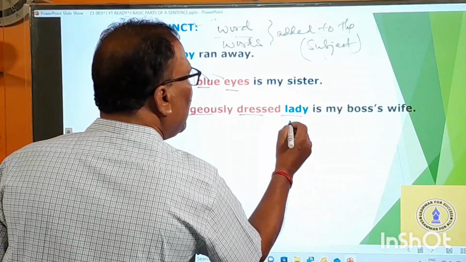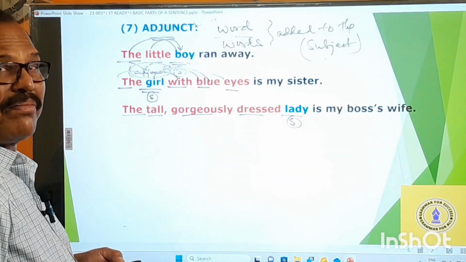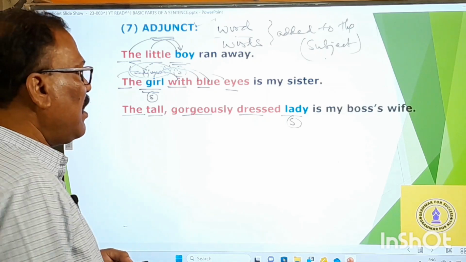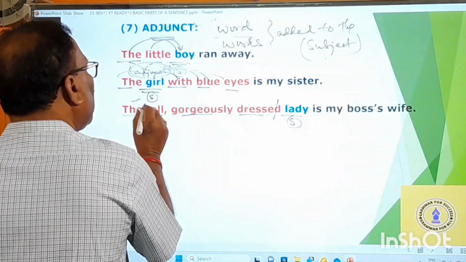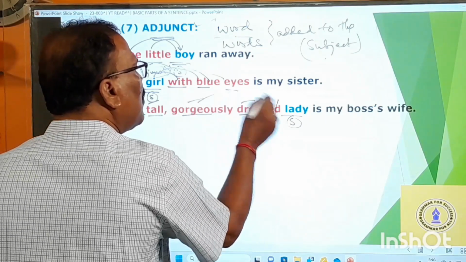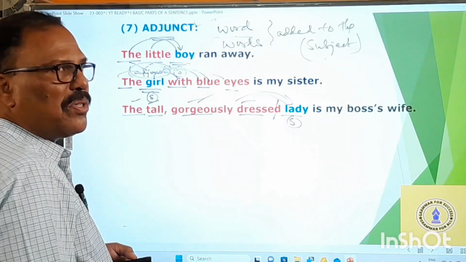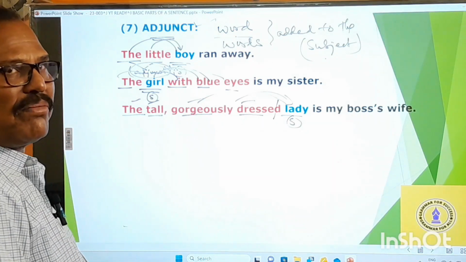Then, the tall, gorgeously dressed lady. We are talking about this lady. Lady is the subject part, but here the lady is described by all these words. The tall, gorgeously dressed, all these words are describing this lady. So they are called adjuncts.